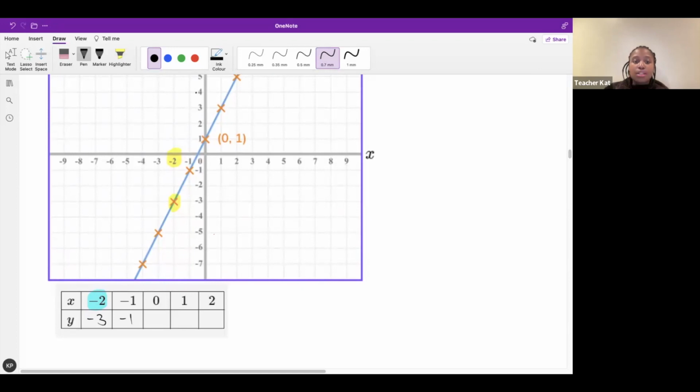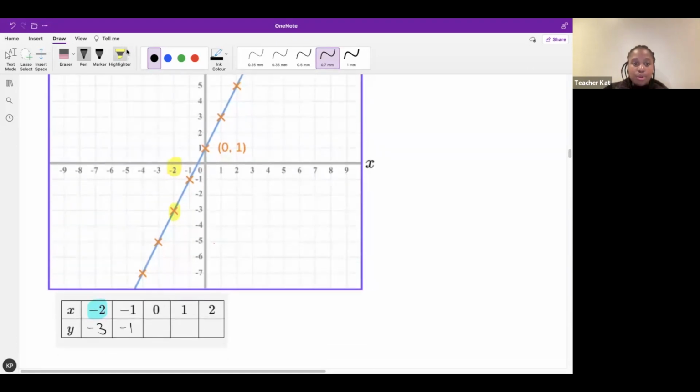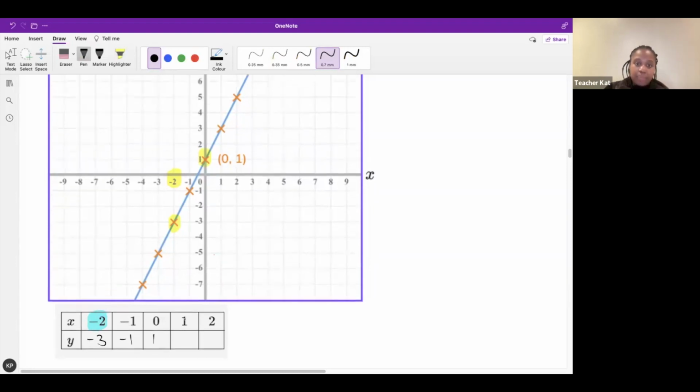The next one, if my x value is 0, where are we looking? Nice, we're looking on the y-axis. So it's this point over here. It's the only one that is crossing the y-axis. So this would be 0 and 1. It even told you in brackets, guys. For my input value of 1, which is over here, what would my output value be? It is 1, 2, 3.